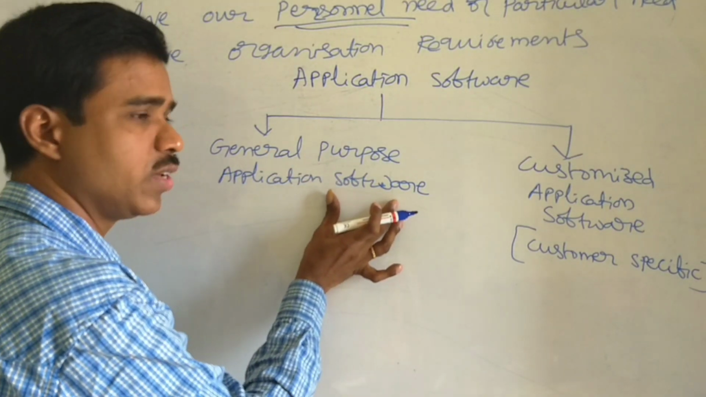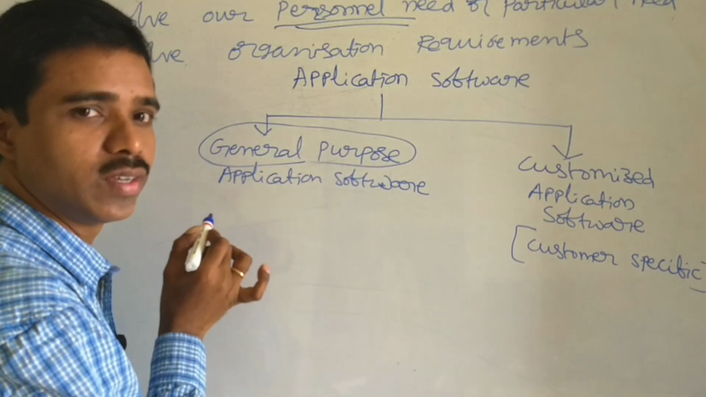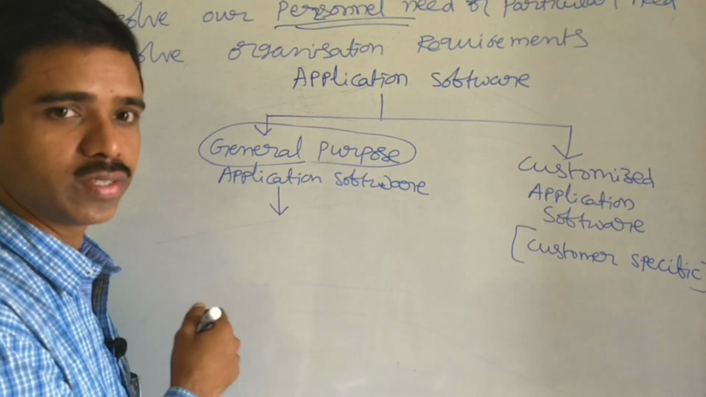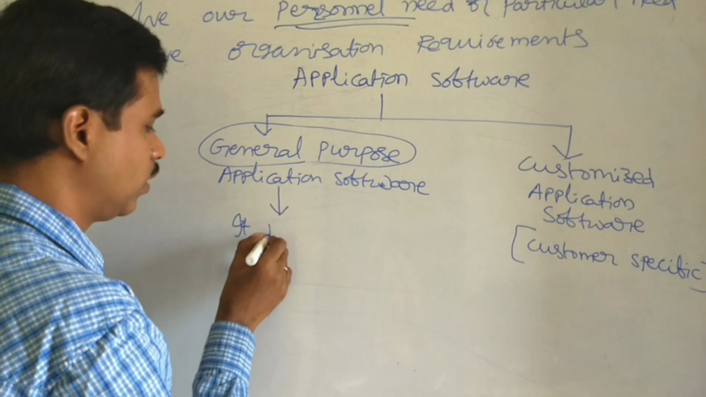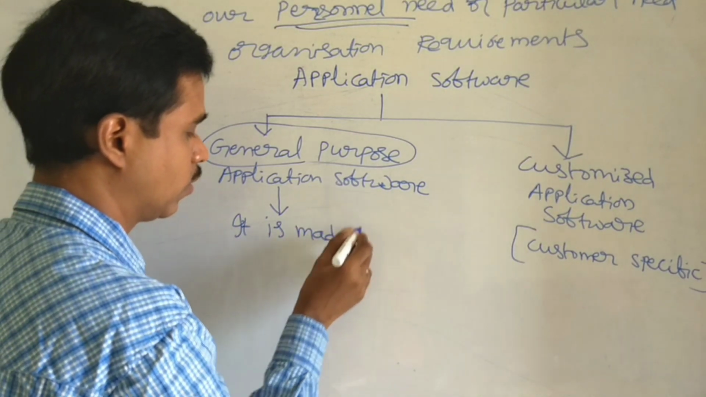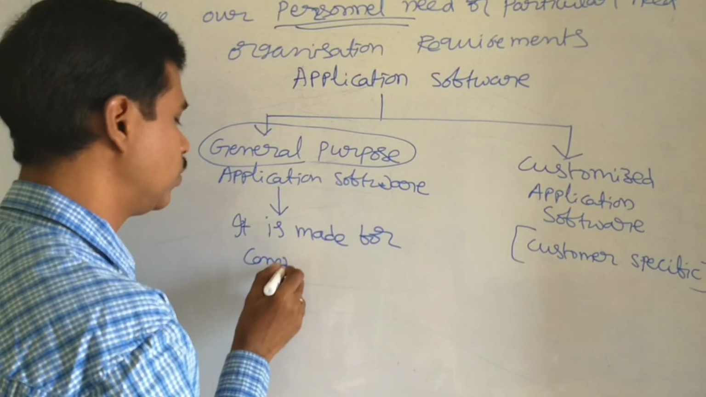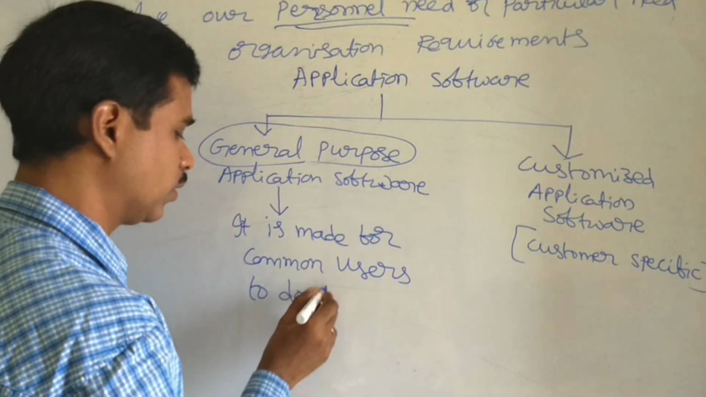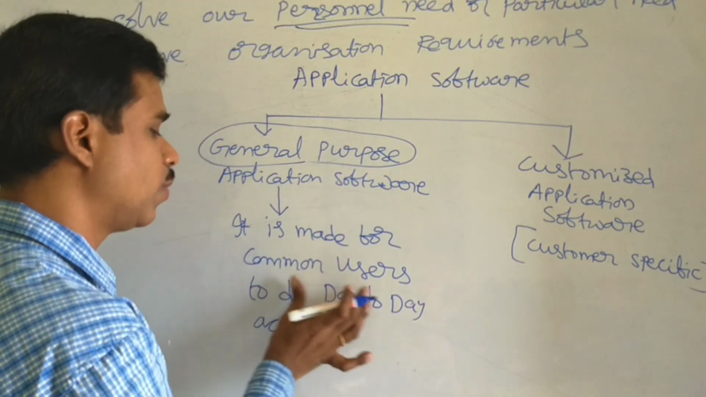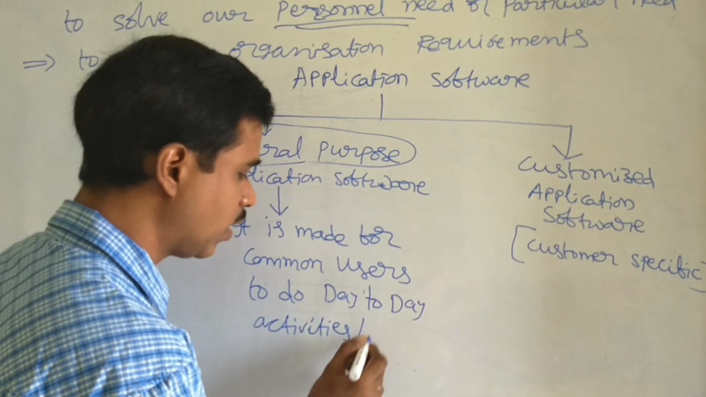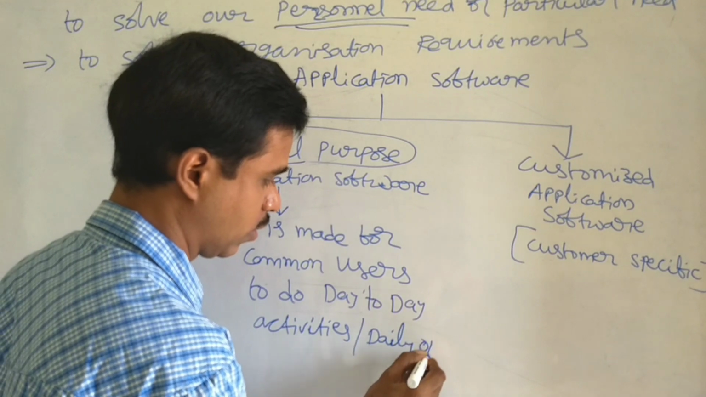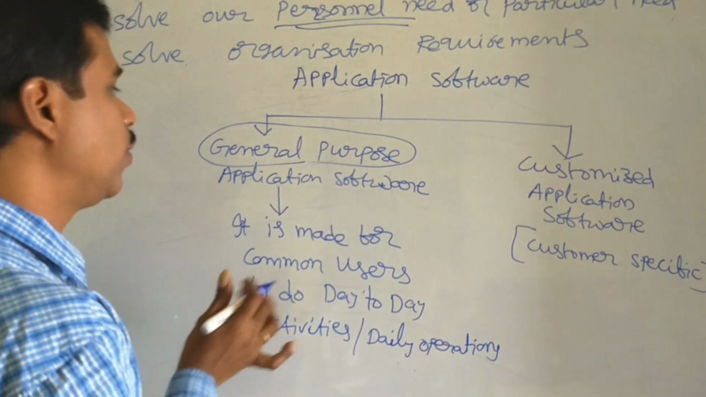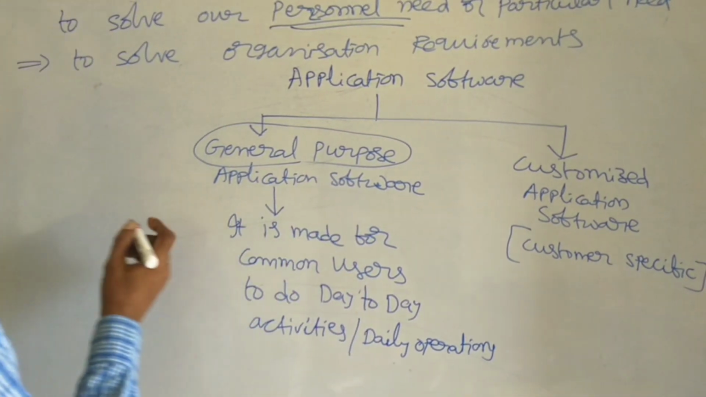General purpose application software, in the name itself the meaning is there, general purpose. The software was mainly developed, it is made for common users, to do day-to-day activities or daily operations. Example, coming to the examples of general purpose application software, we have so many examples.